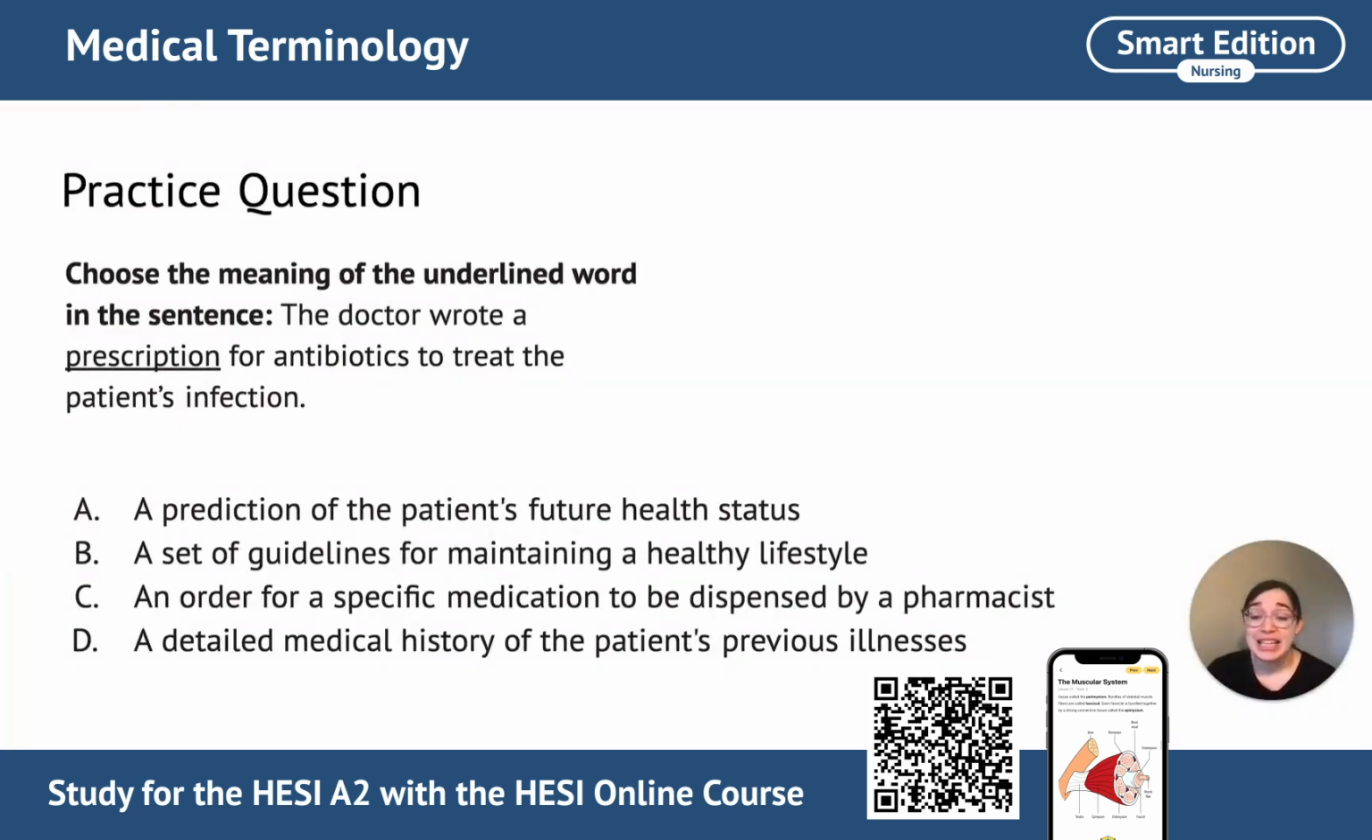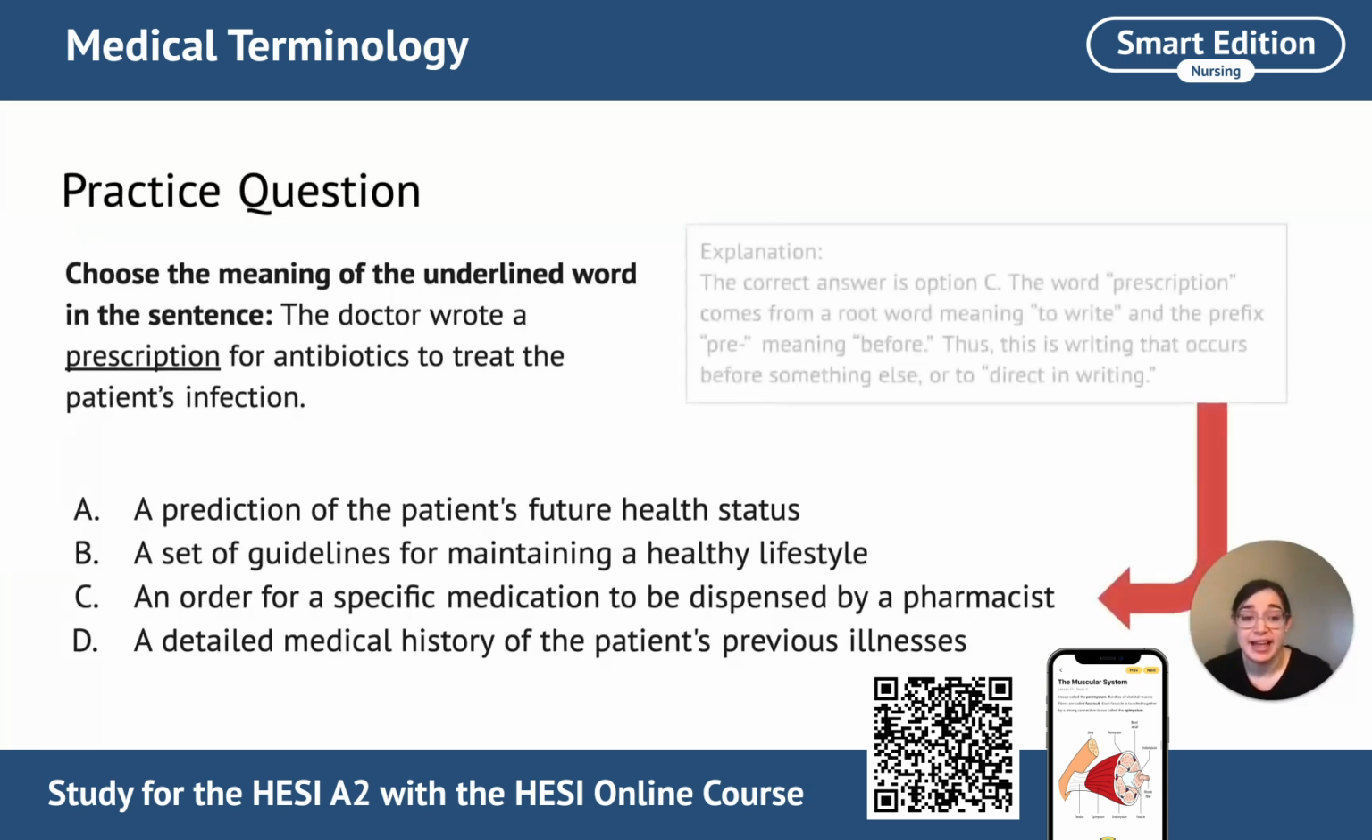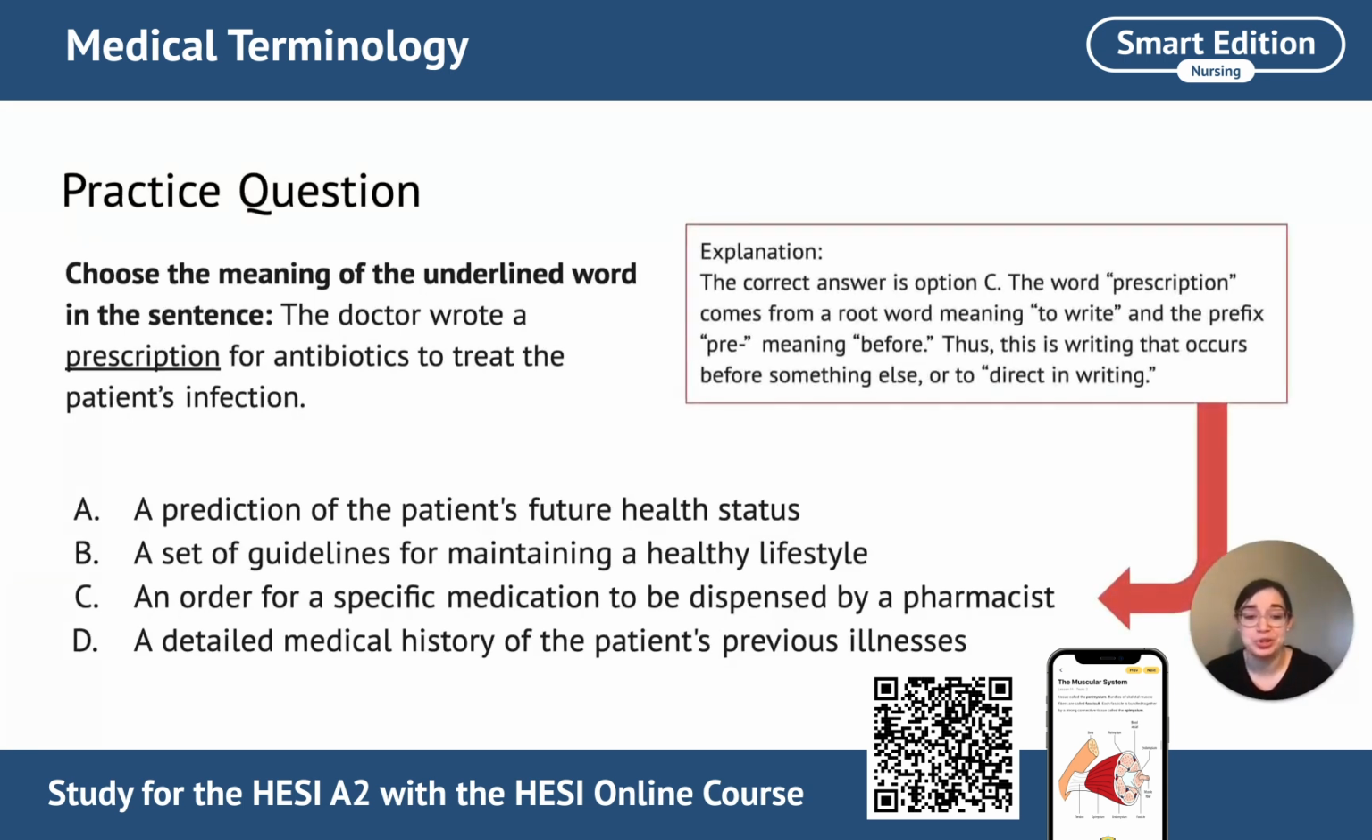And the correct answer here is option C. That defines the word prescription really well. And when we break down this word, we'll see why that is the best answer. But first, let's look at the context of our sentence. Key words are that the doctor wrote, and he wrote for antibiotics to treat.